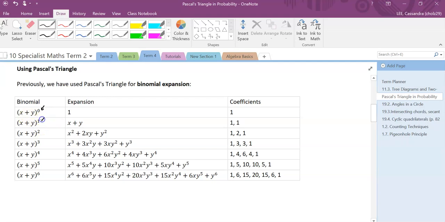If we were to raise x plus y to the power of 1, then the coefficients of 1 and 1 are now going to start to form the basis of Pascal's triangle. And you can see that as we increase the power for each one of these functions with x and y, when we add the like terms, we're continuing to see this pattern build. So when we're doing binomial expansion, we've used Pascal's triangle, but we can also use it for binomial probability.